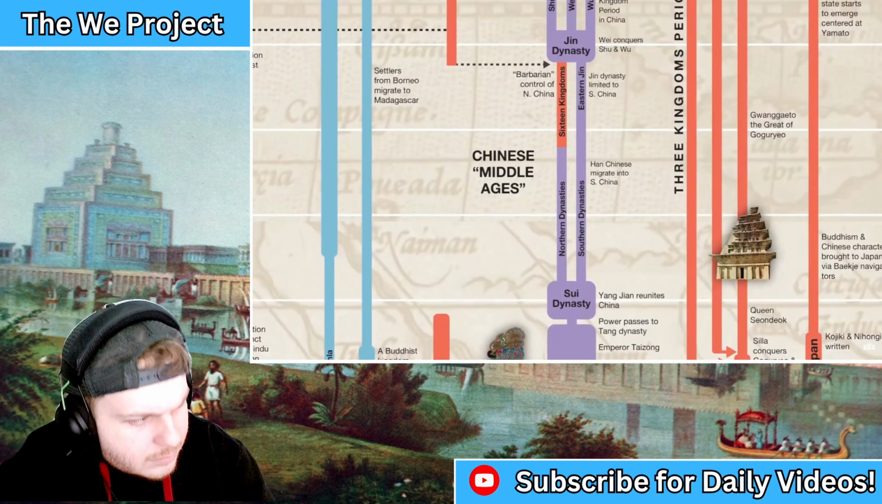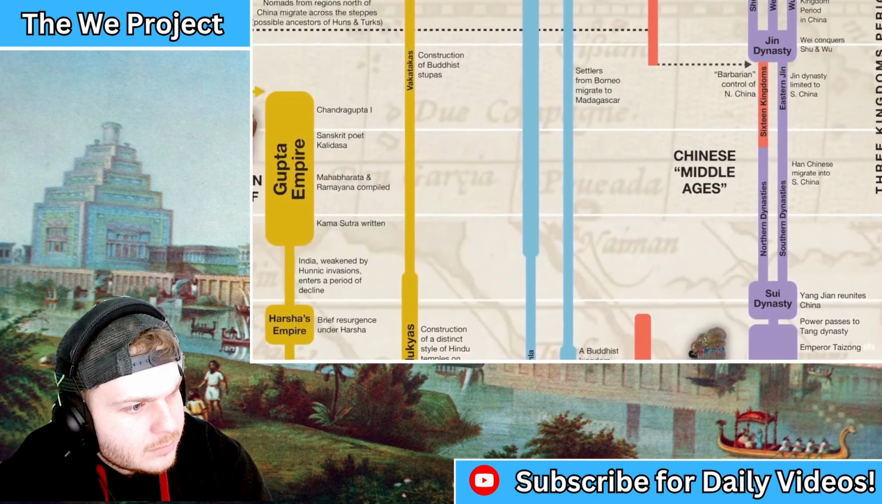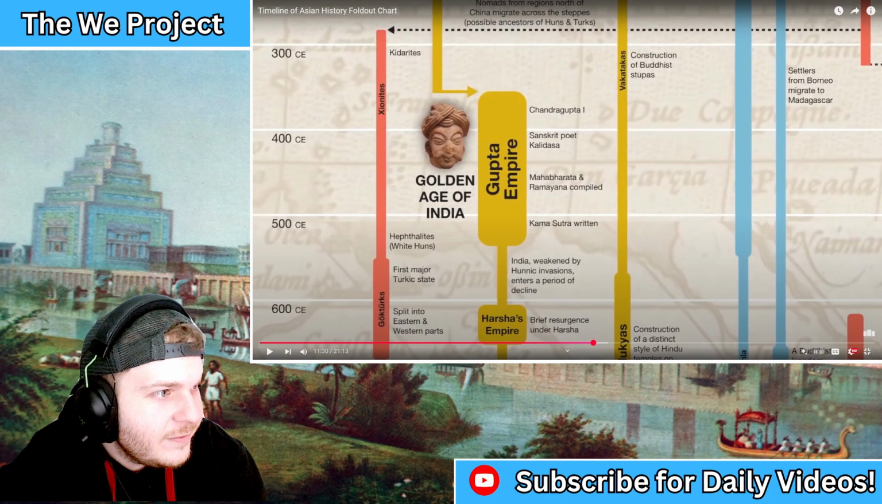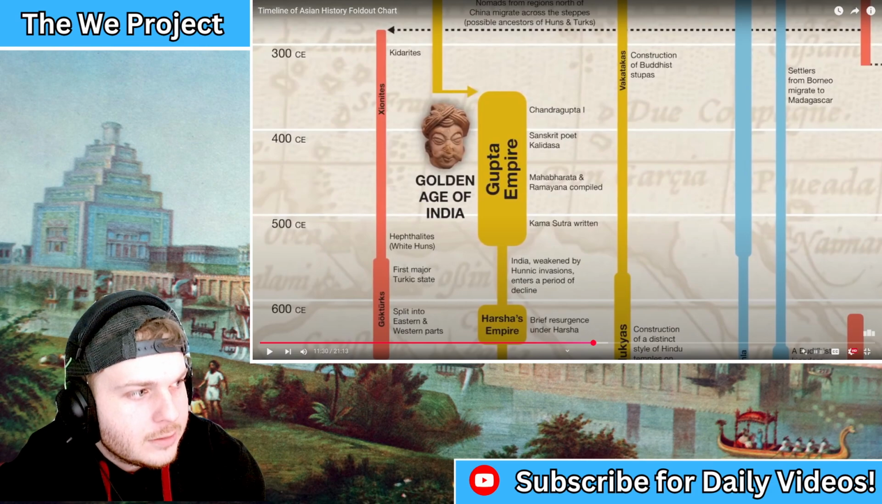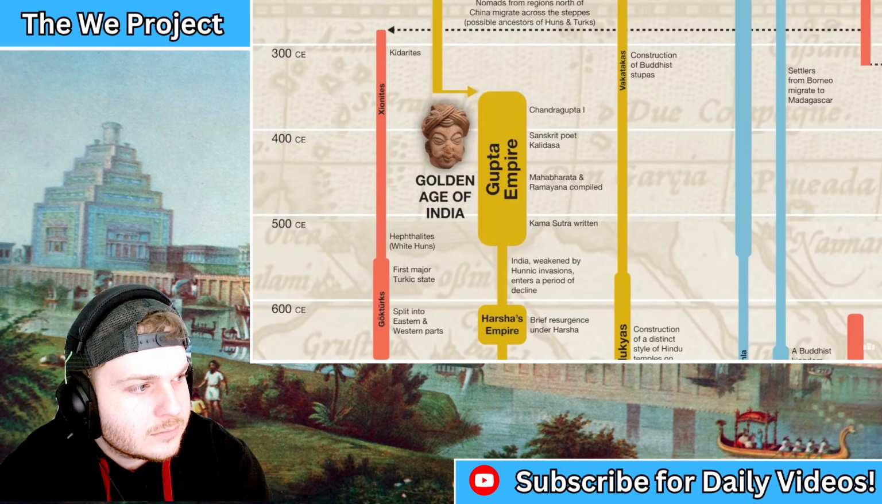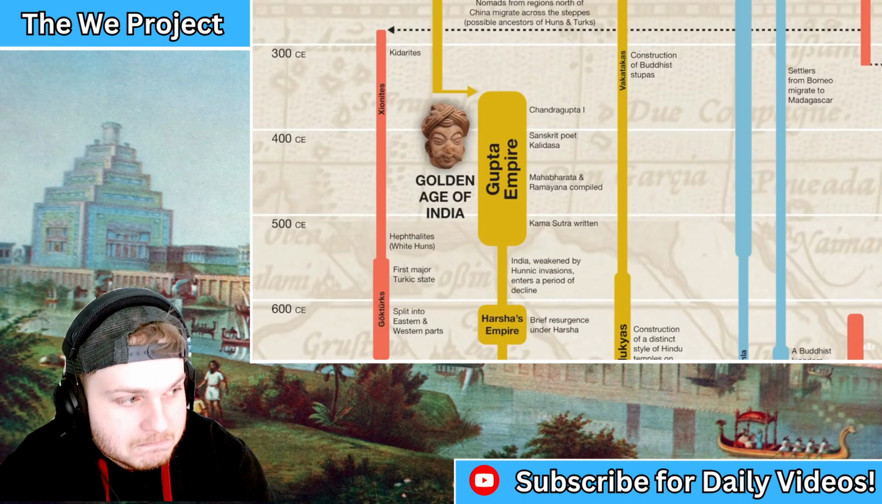Interestingly, it was during the Chinese Middle Ages, when China was experiencing a bit of a low point, that India experienced one of its major high points. Okay, so 350 after Chandragupta, we got the golden age of India. Okay. With the emergence of the Gupta Empire. The Gupta Empire was the golden age of Hindu literature. This is when the famous epics the Mahabharata and the Ramayana were compiled into the versions that we know today.